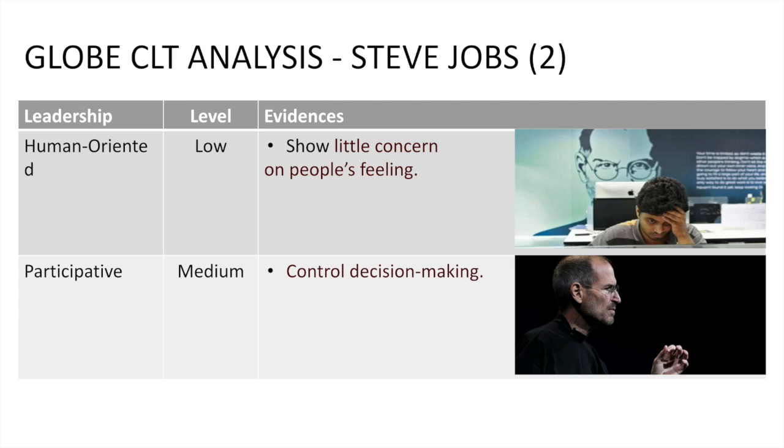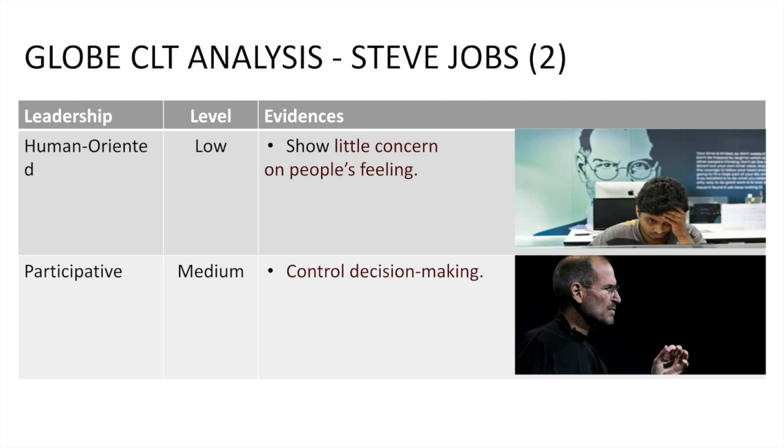For the participative dimension, we rated him at a medium level because he mostly controlled the decision making of the company. For example, when he was invited to rejoin Apple during the Apple financial crisis, he was the only person to make a decision on which divisions to close or to save. But there are some cases where he delegated the decision making to people he trusts, like Tim Cook.